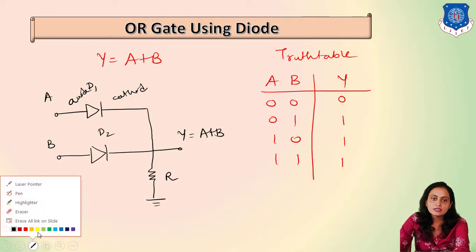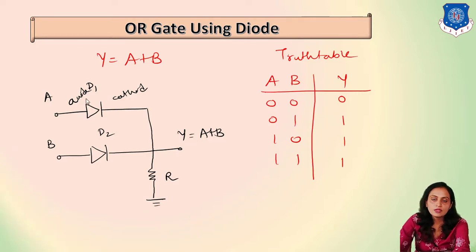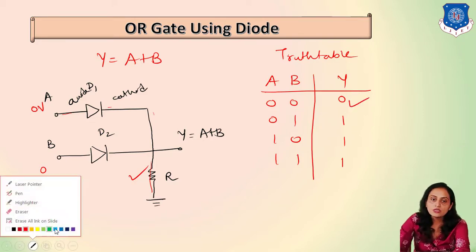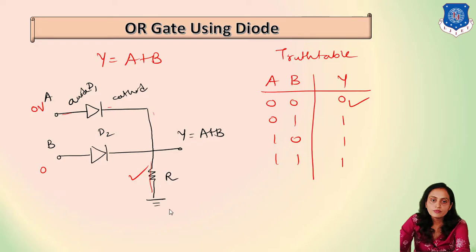So let us consider the first example, that is both the inputs are 0. This is 0, this is 0. That means at the anode we have connected 0 volt, and at the cathode also we have 0 volt, which is grounded. Cathodes are grounded through the resistor, and that is why no current will flow through any of these paths. So for that we can write the output will be 0. So for this case we can say D1 is off and D2 is also off.